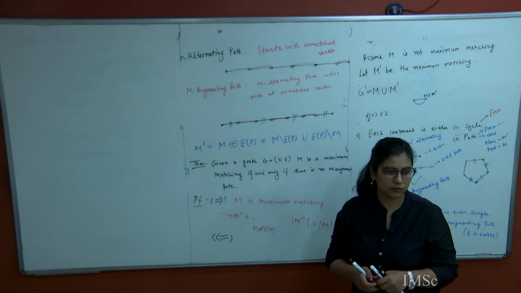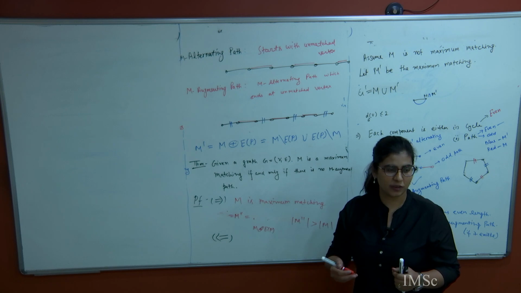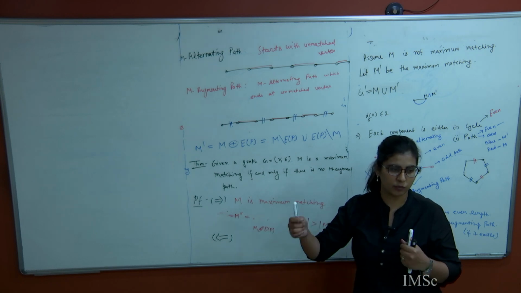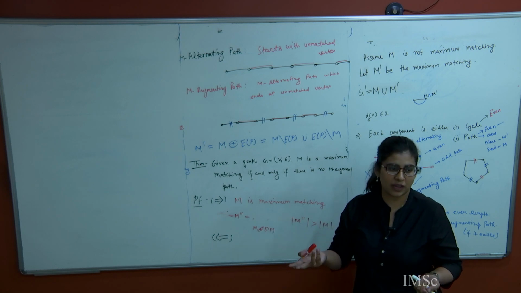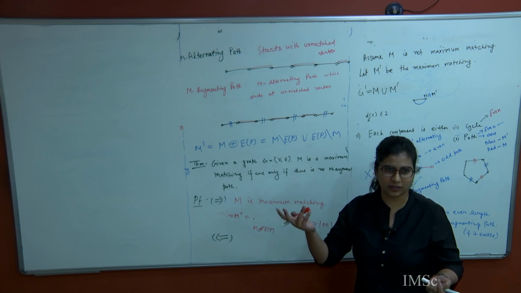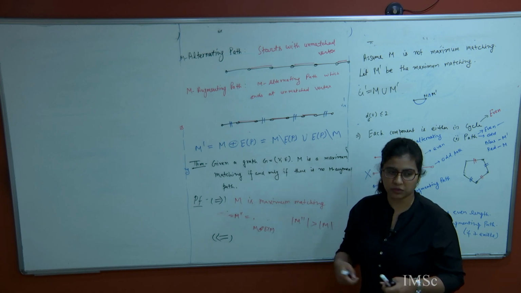To find the augmenting path, how many times do you have to find it? What is the time complexity? Every time you find an augmenting path and augment, you increase the size by one. So at most m times you can have, in fact much fewer than that.